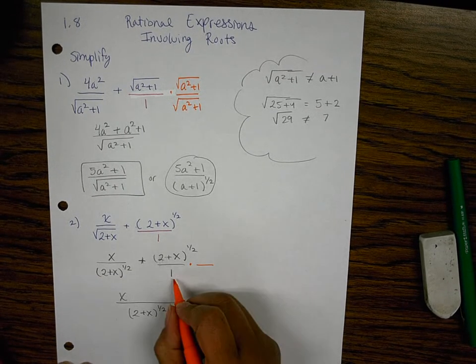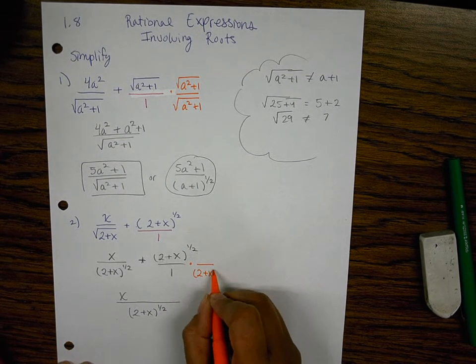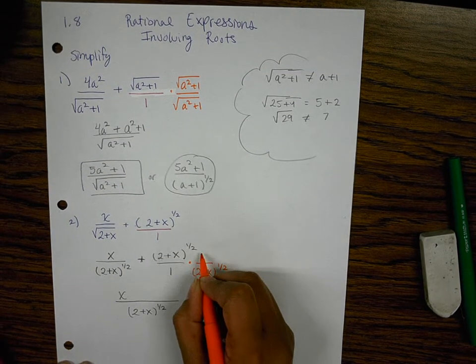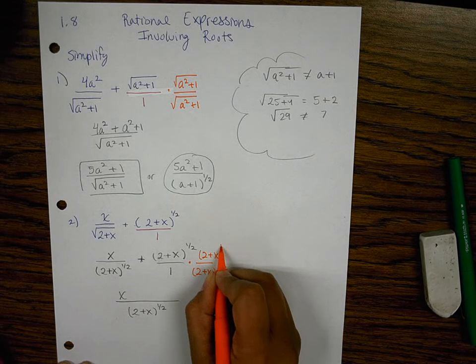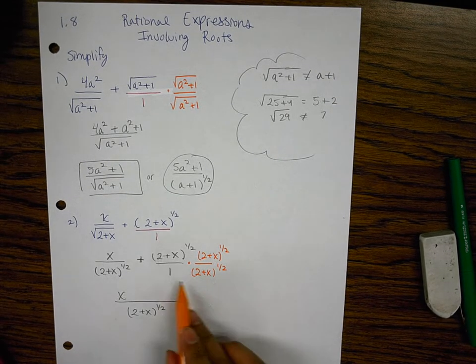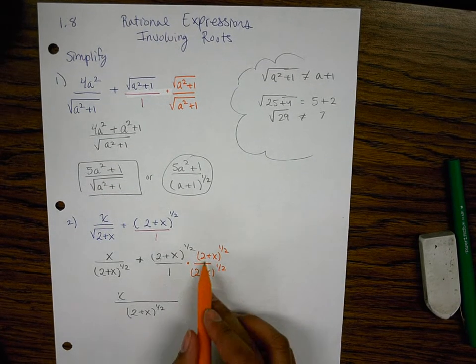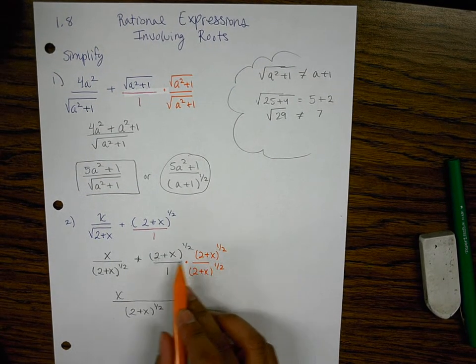The second fraction, I'm going to multiply top and bottom by the denominator because the denominator is 1, and I want it to be 2 plus x raised to the 1/2. 2 plus x raised to the 1/2. 1 times this is the common denominator.